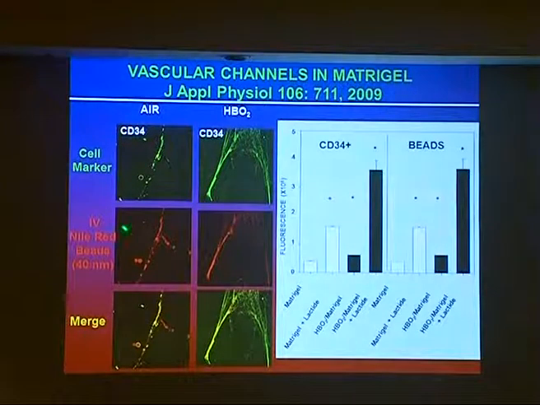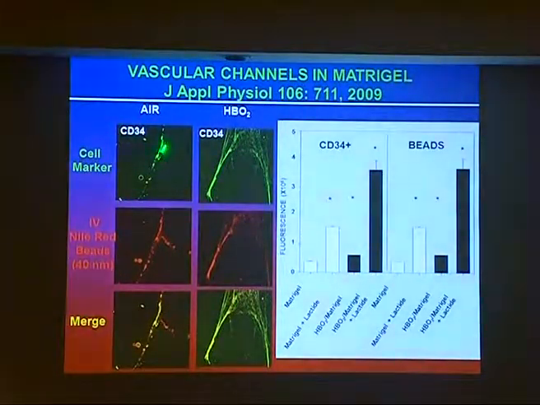So the way we do this is, we put the animal to sleep, and then we inject via the heart 40 nanometer fluorescent red beads. So obviously the only way the red beads get to the Matrigel is if it's a functional blood vessel throughout the system. We then section these pieces of Matrigel and put them under the confocal microscope. CD34 is our marker for stem cells.